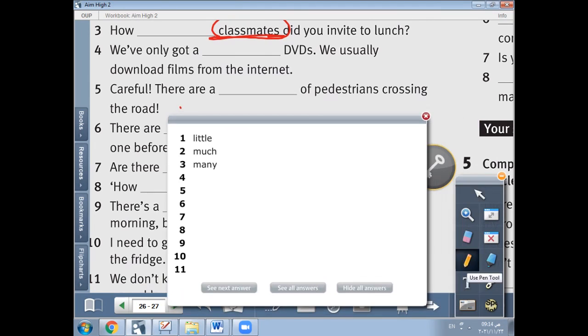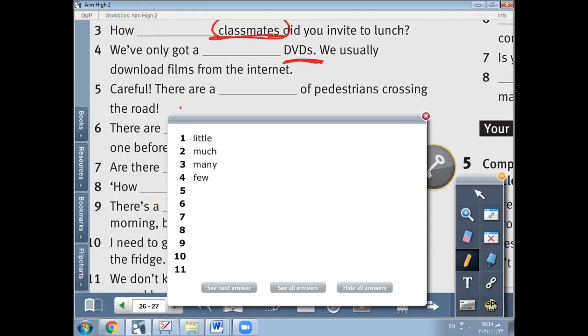Yalla, Omar. Listen to Omar. We've only got a few activities we use usually. We've got only, listen, Muhammad. We have only got DVDs. Singular or plural? Countable or uncountable? Again, Omar. What do we use? Few. Because a few, we use a few with countable nouns. They have a singular form and a plural form. Yalla, Ahmad.